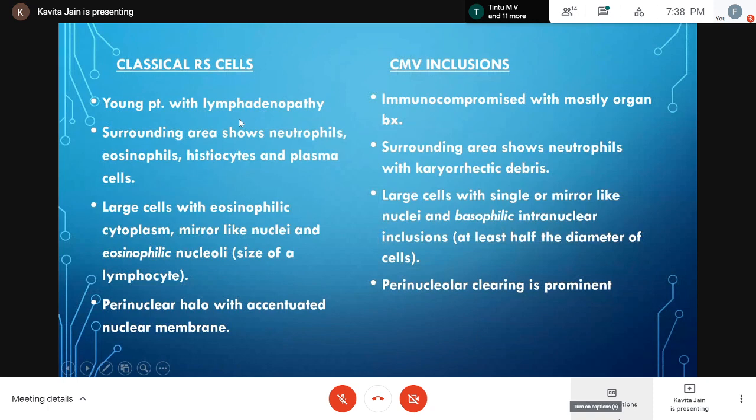But of course, we should also go by the clinical history, where if we see the RS cells, we'll generally find a young patient with lymphadenopathy and no other morbid features. Whereas if we are looking at the CMV inclusions, we generally have an immunocompromised patient, and mostly it will be an organ biopsy.